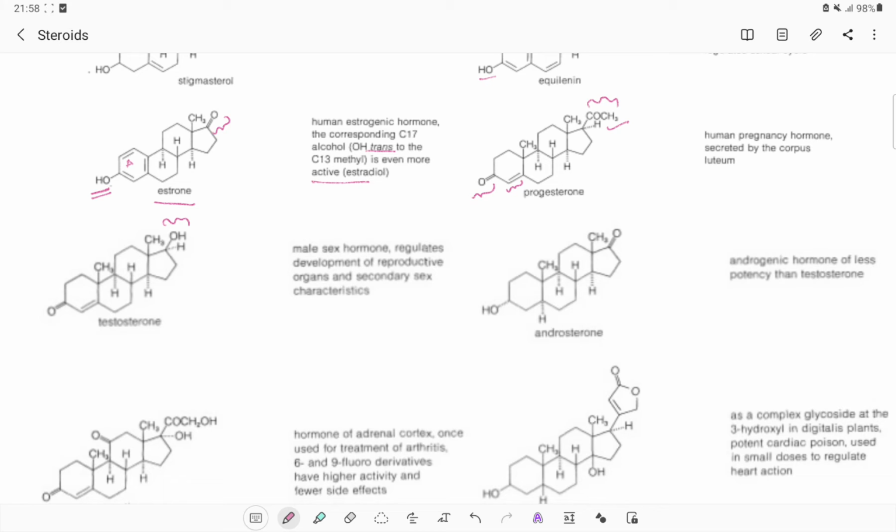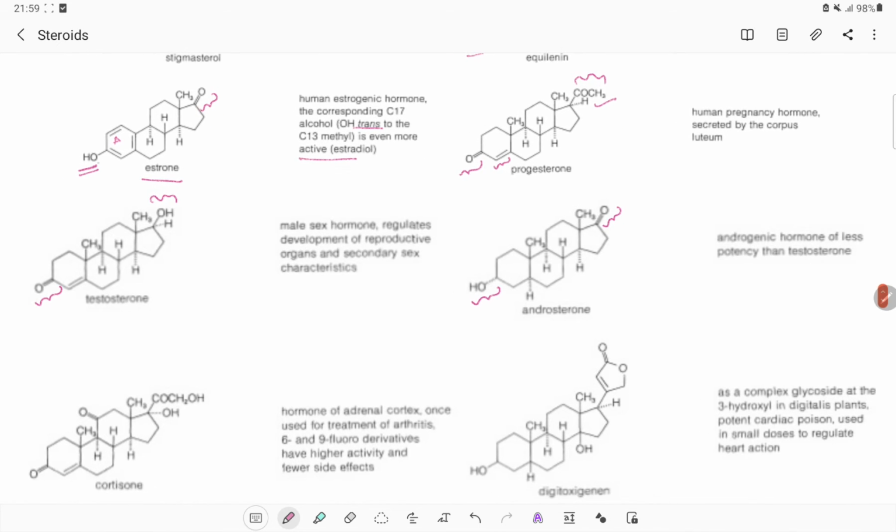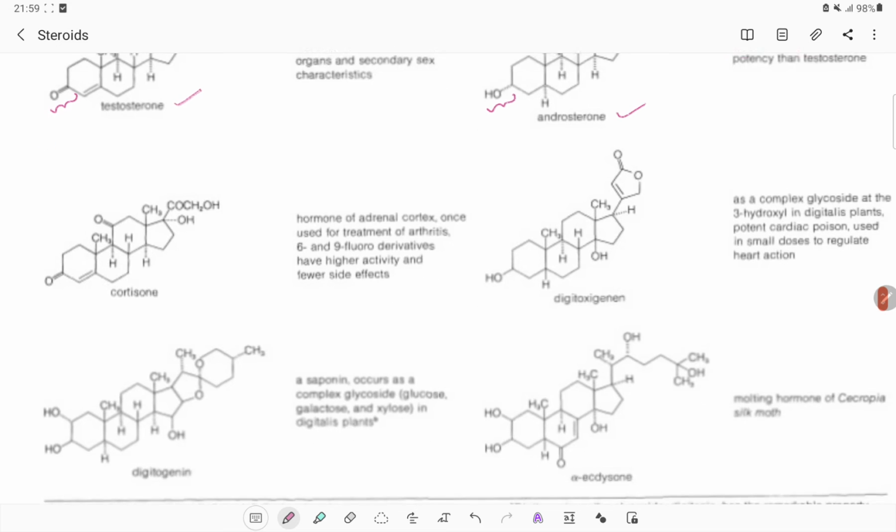Then comes androsterone. In the androsterone structure, in ring D we can observe there is a presence of a carbonyl carbon, and most of the structure is similar to that of testosterone, but in testosterone there is a presence of an OH group and in androsterone there is a presence of a carbonyl carbon. This is responsible for androgenic hormones of less potency than testosterone. So if I compare testosterone and androsterone, testosterone is more active compared to androsterone.